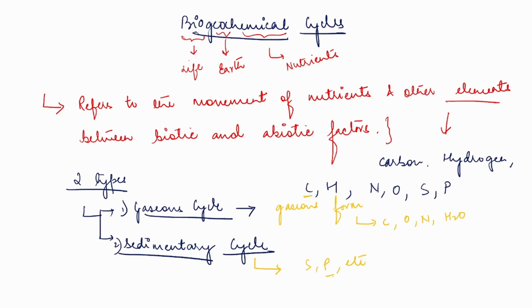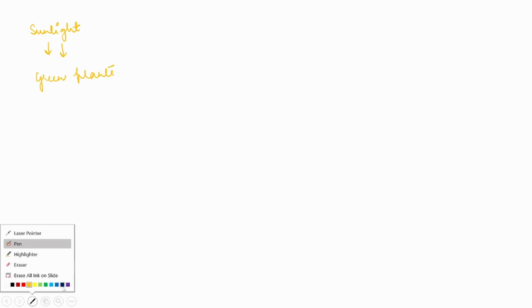Now we'll discuss one cycle from gaseous and one from sedimentary. Let me discuss the gaseous cycle first: the carbon cycle. If you see the carbon cycle, this is sunlight. This sunlight is utilized by green plants for photosynthesis.